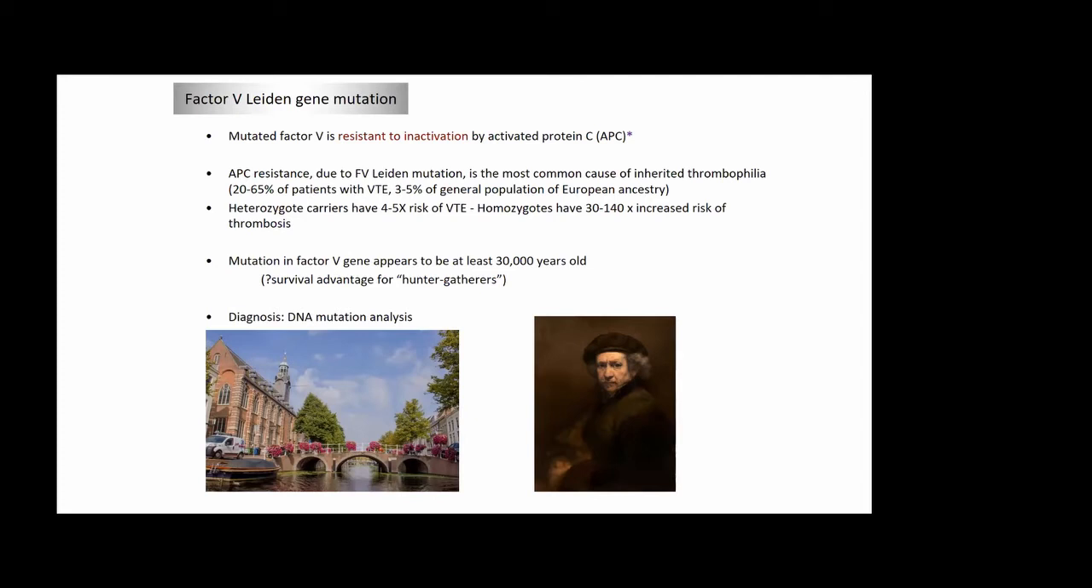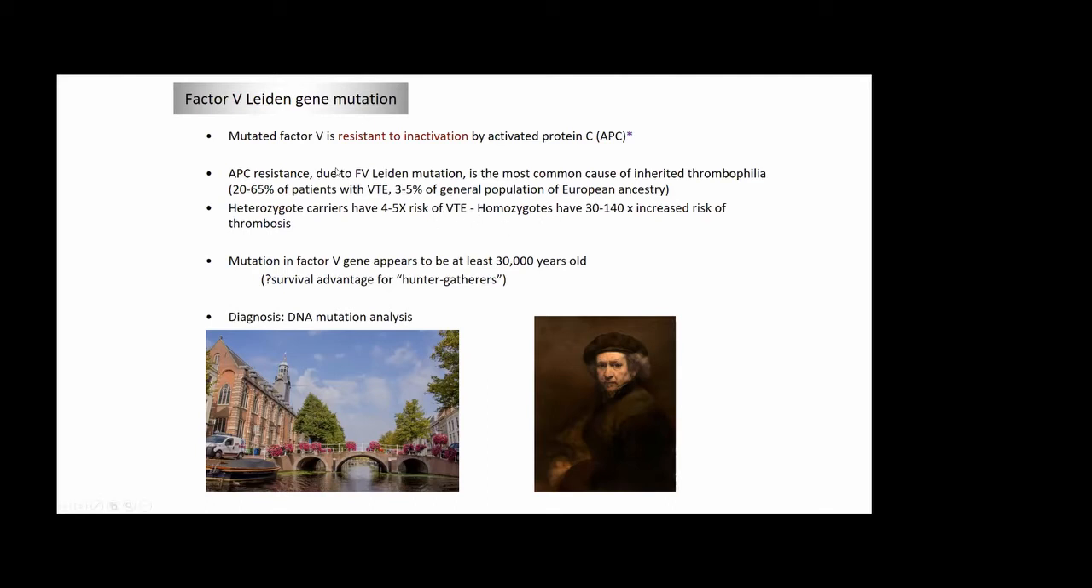So we like Leiden. Factor V Leiden results, as I mentioned, in resistance of factor V to activated protein C, and that goes by a name, APC resistance. And it's the most common of the inherited thrombophilias, meaning 3 to 5% of the general population of European ancestry will have this mutation heterozygously. And if a person is a heterozygote, they have a 4 to 5 times increased risk of venous thromboembolism, and possibly a slight increase in the risk of arterial thromboembolism as well.